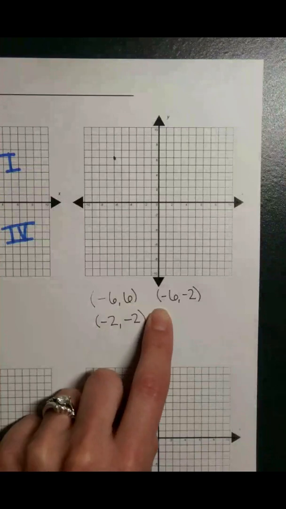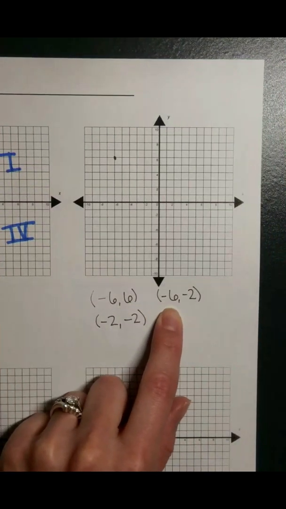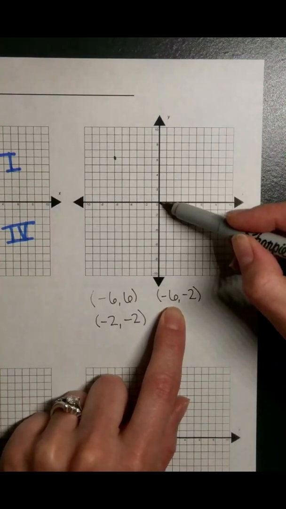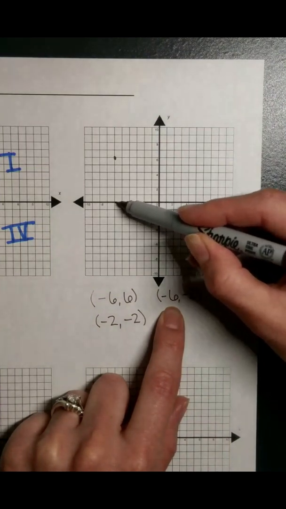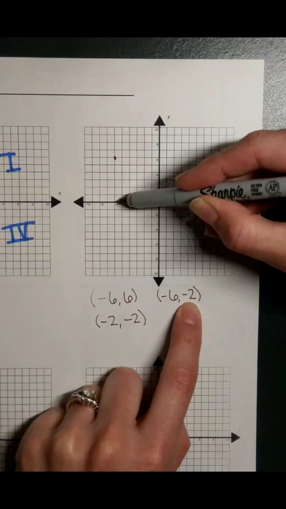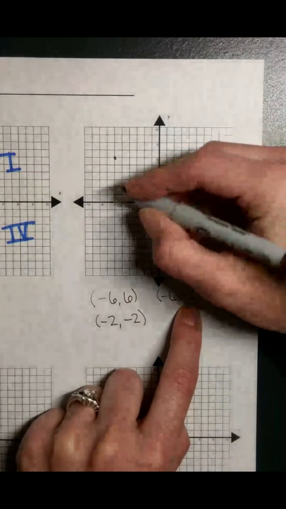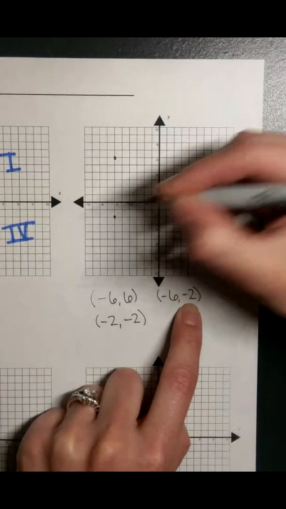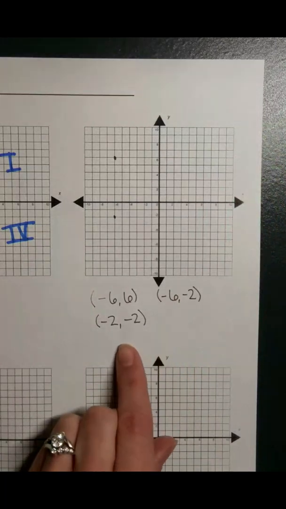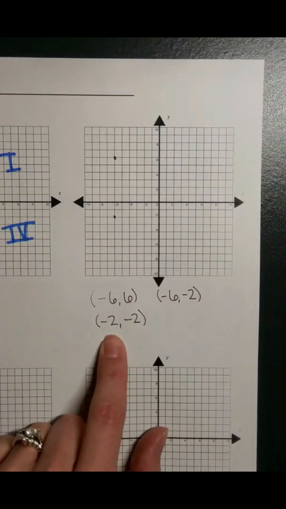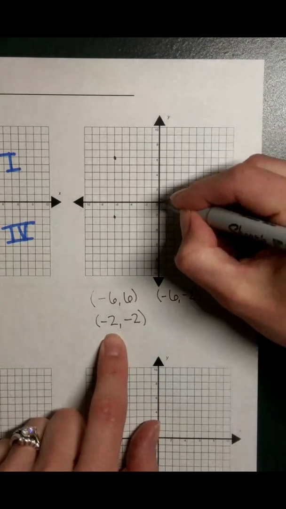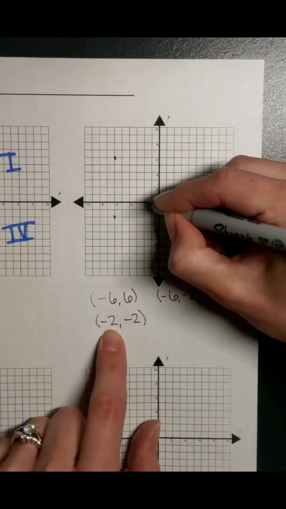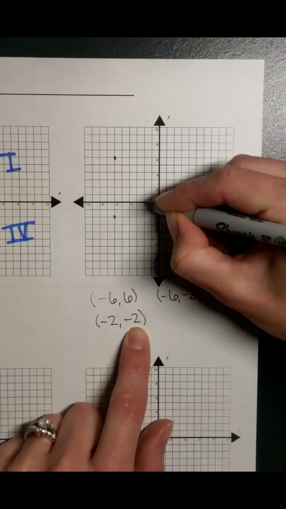Then I'll go to my next one, -6, -2. Again, starting from the origin, -6, that means I'm going left 6 spaces. And this time my y is also negative, -2. So I'll go down 2 spaces and plot that point. Last, I have a third point, -2, -2. So start from the origin, -2 for my x, so 2 spaces left, -2 for my y, so 2 spaces down.